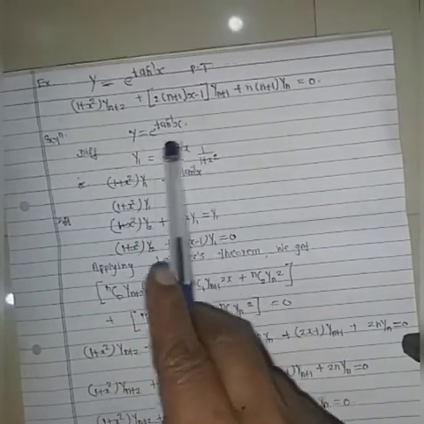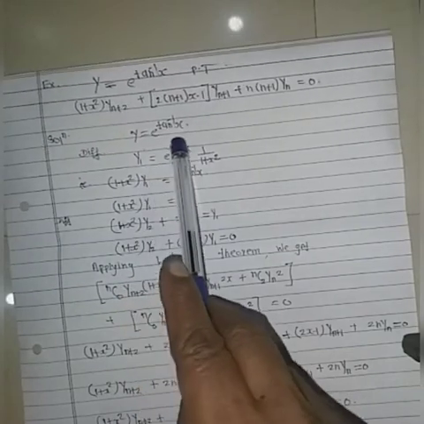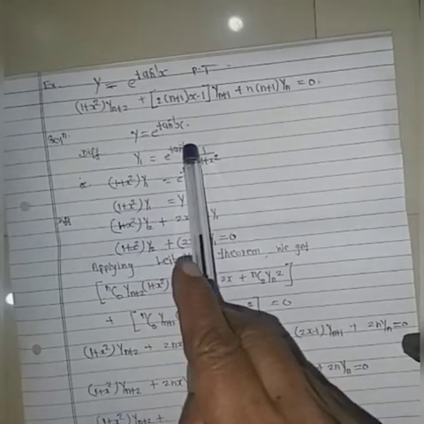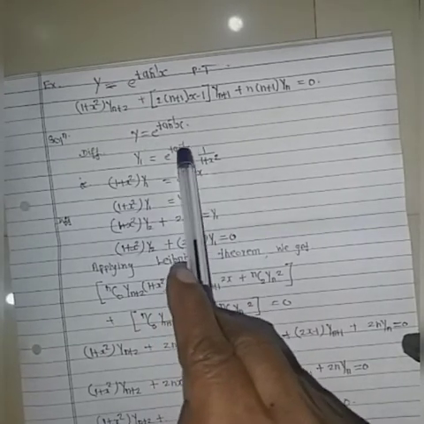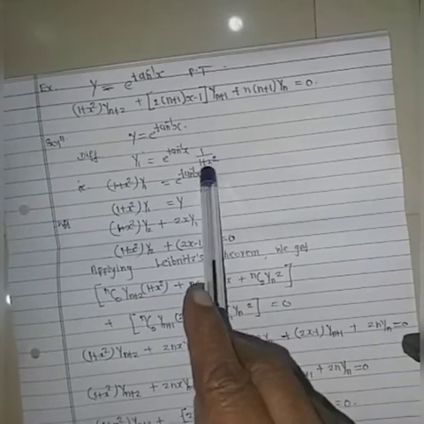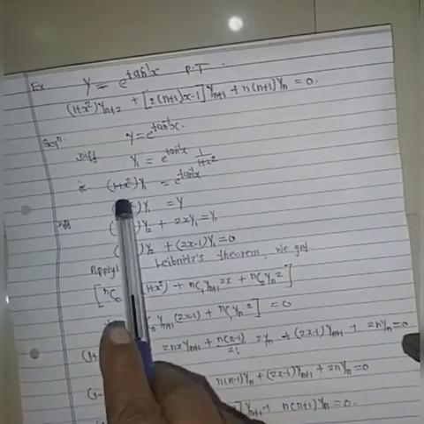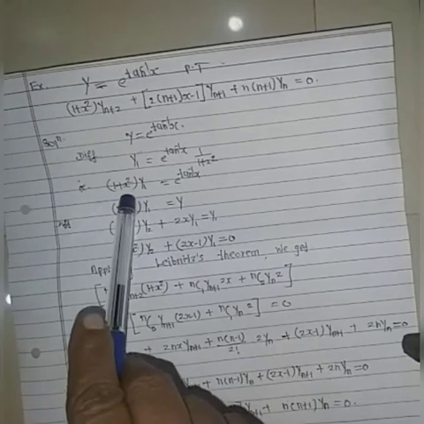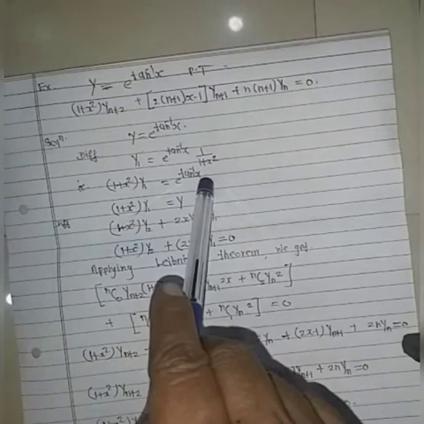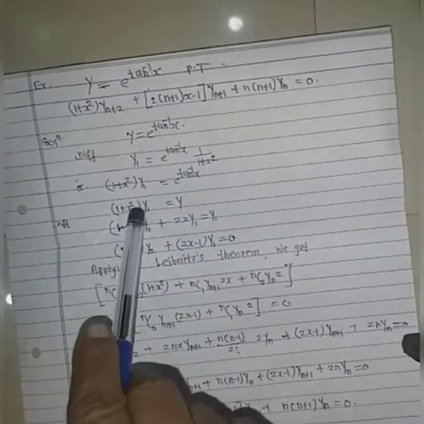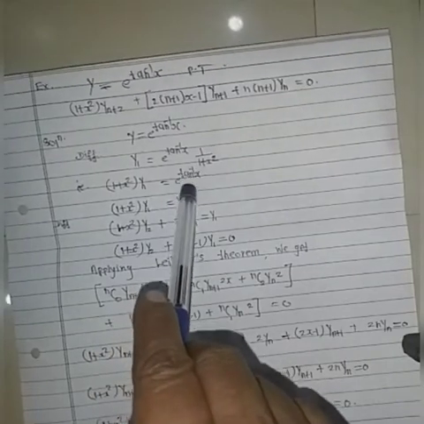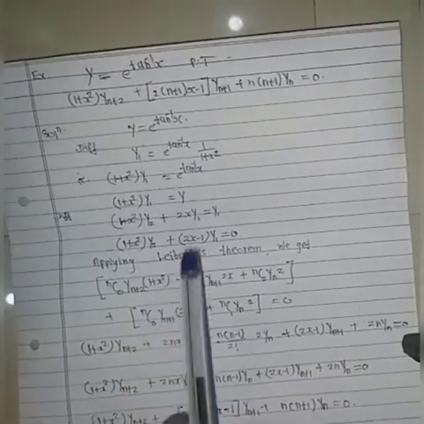Differentiating, we get the derivative of y is y1, the derivative of e raised to tan inverse x is e raised to tan inverse x, but the derivative of tan inverse x is 1 upon 1 plus x square. After simplifying, we take 1 plus x square to the LHS, so that we get (1 plus x square) into y1 equal to e raised to tan inverse x. That is, (1 plus x square) into y1 equal to y. That is, y is e raised to tan inverse x.